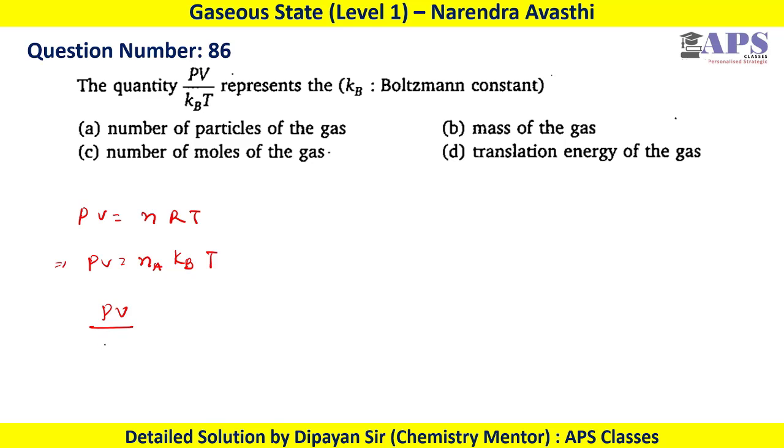So PV divided by Boltzmann constant multiplied by temperature, this N is not mole, this is the number of molecules or number of atoms present in the system. Okay, so the correct option for this question is number of particles of the gas, because it can be atom, it can be molecule, but number of particles should be the fundamental statement. That's why option A will be the correct option.